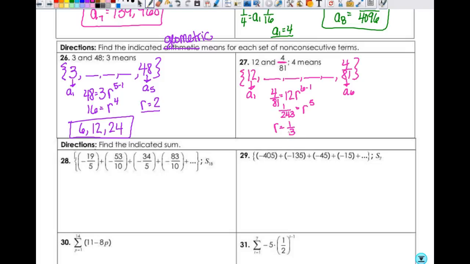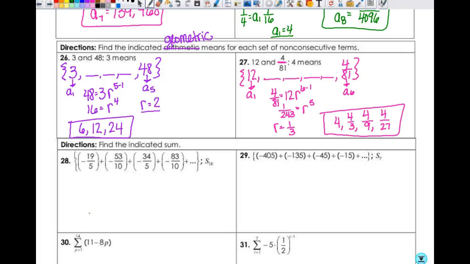So I take 12, multiply it by 1/3, I get 4. Multiply it by 1/3, I get 4/3. Multiply that by 1/3, I get 4/9. Multiply that by 1/3, I get 4/27. Multiply that by 1/3, I get 4 over 81. So there are my 4 missing geometric means.